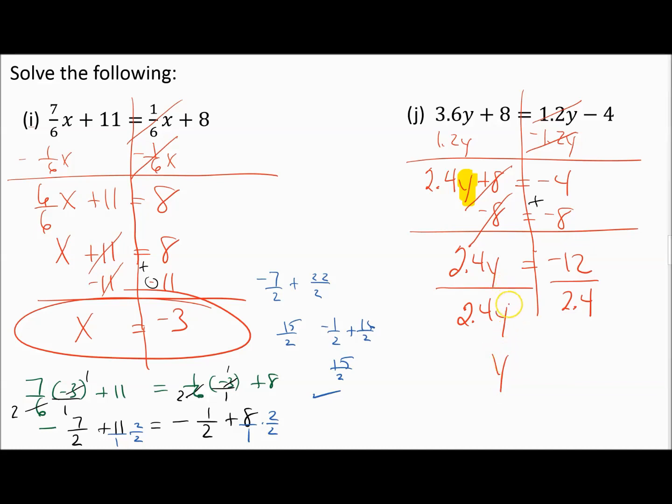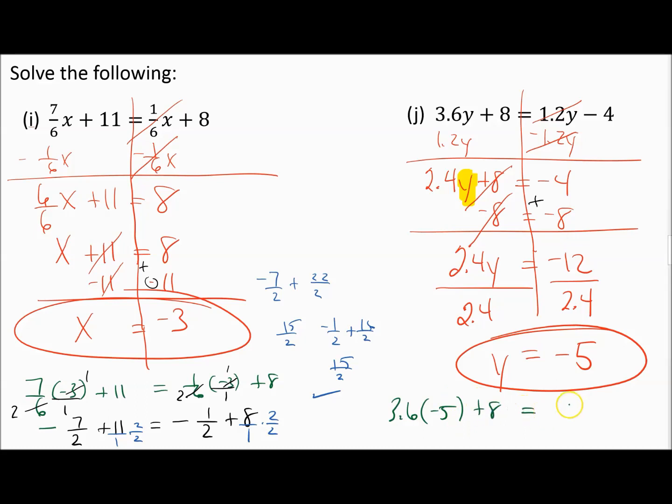No, the y doesn't go there. Y'all, I just need the 2.4. So I get y is equal to negative 5. Now we can check it easy enough, especially if you're using a calculator. So you have 3.6 times negative 5 plus 8. Is that the same thing as 1.2 times negative 5 minus 4?